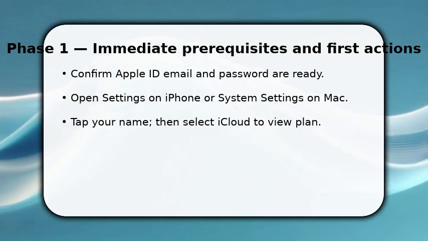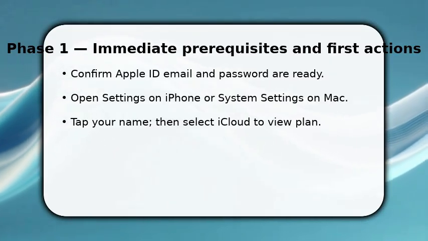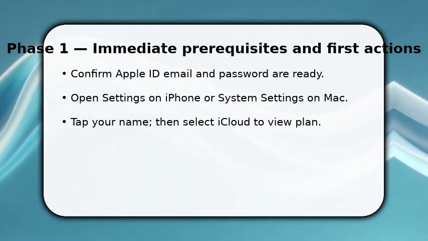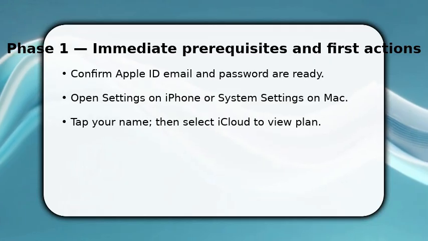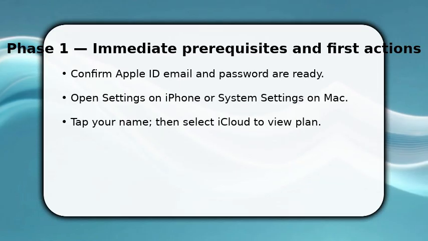You start by confirming your Apple ID and password. Once you have them, open Settings on your iPhone or System Settings on your Mac. Tap your name at the top to access iCloud. This shows your current plan and usage. Make sure you note the billing upgrade date and any shared family plan details because those affect cancellation timing.